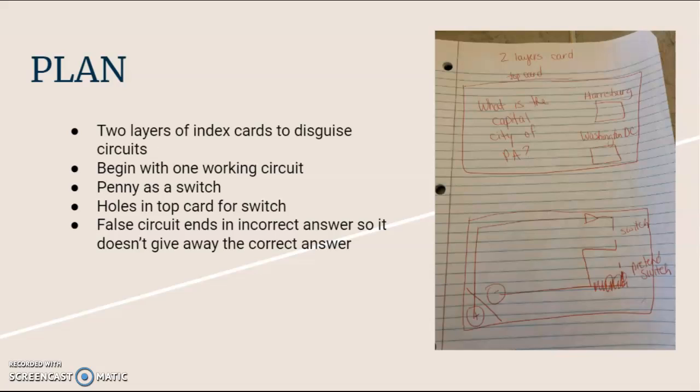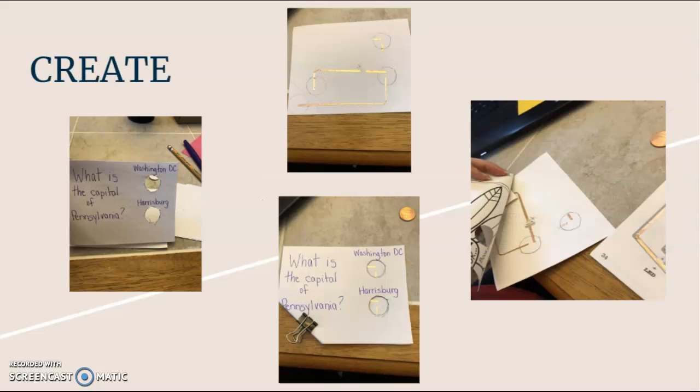So for my plan, I went to 2 layers of index cards, a top layer with the question and holes in it, the bottom layer with the circuits on it. I decided to use a penny as a switch. When I was doing some research online, I found a video where someone else used a penny as a switch and it seemed to work really well, made a great connection. I wanted to make sure to disguise my incorrect answer by having a full circuit so that kids couldn't just guess the answer to a question based on what they could observe about the activity.